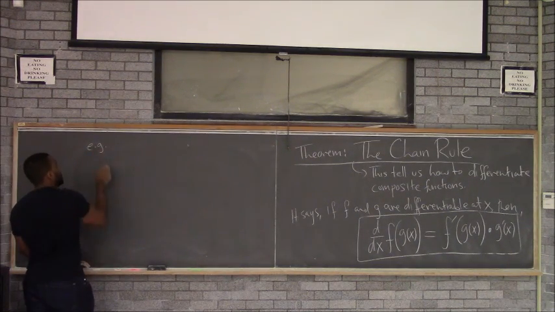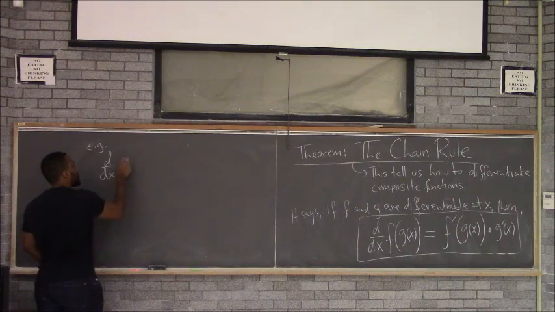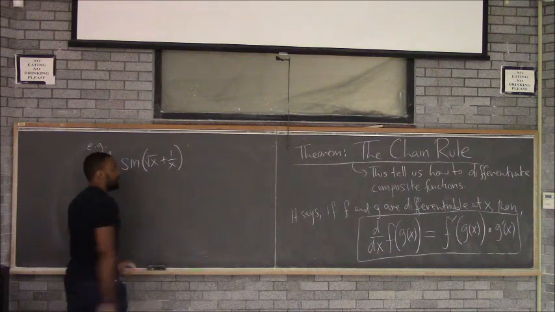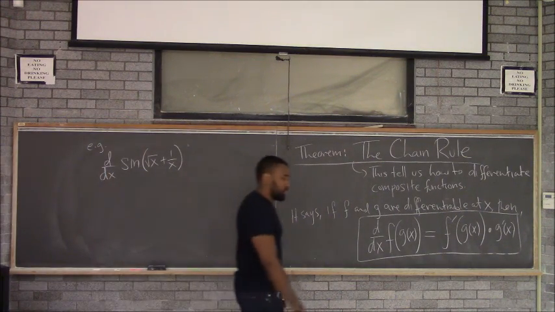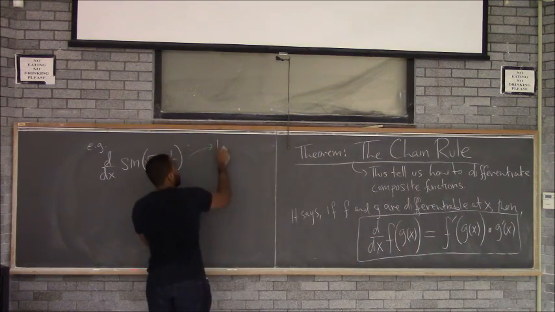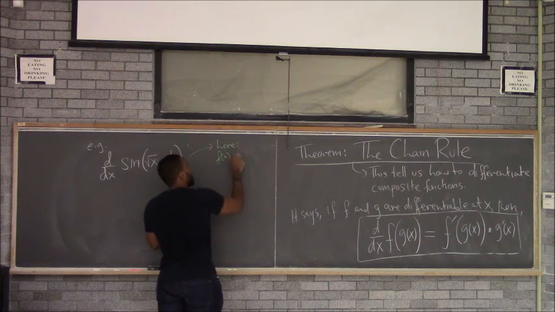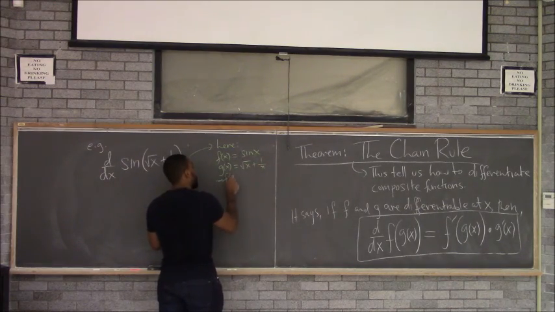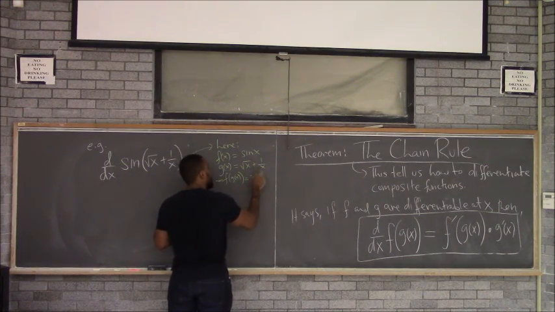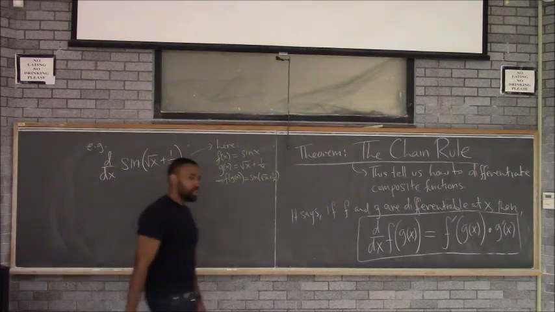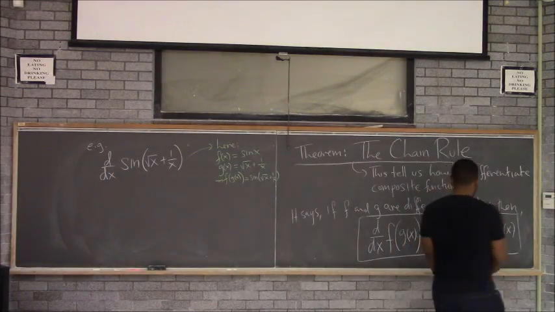So for example, if someone were to ask you to differentiate the sine of the radical x plus 1 over x. So this is a composite function. Notice that your f of x is like the sine of x, and your g of x is like the radical x plus 1 over x, which means that your f of g of x is going to be the sine of this. So you're looking at a composite function.